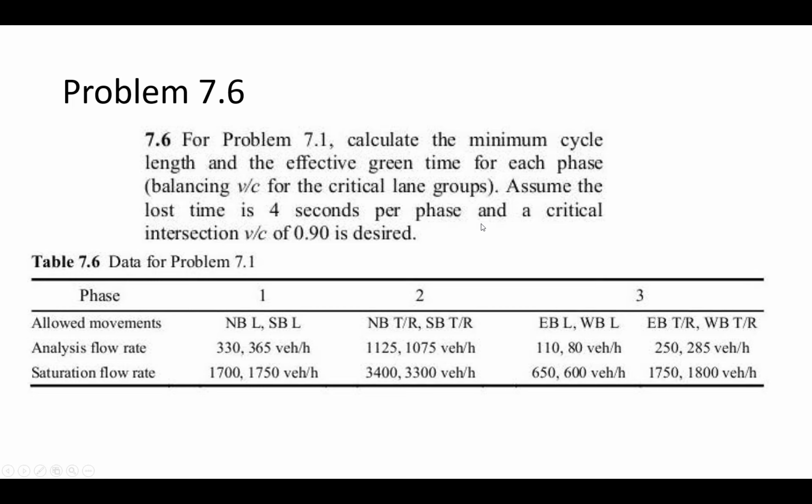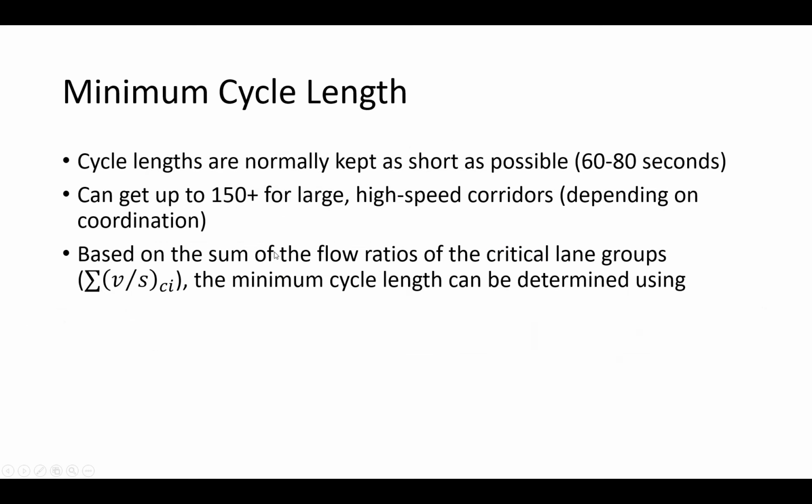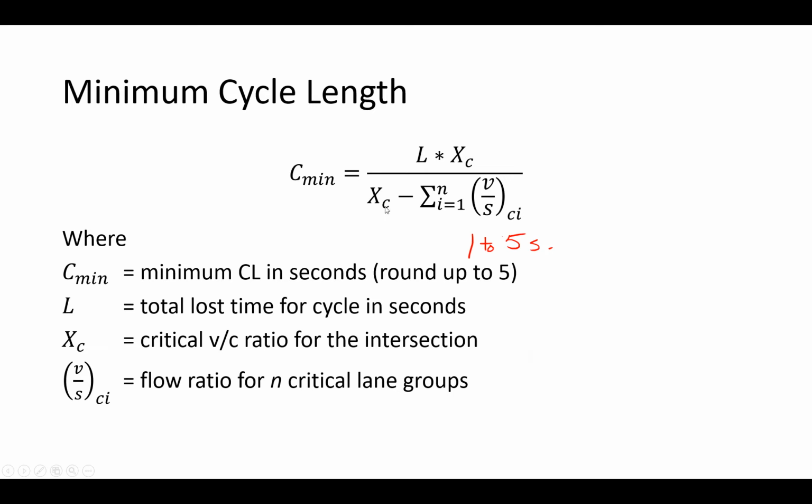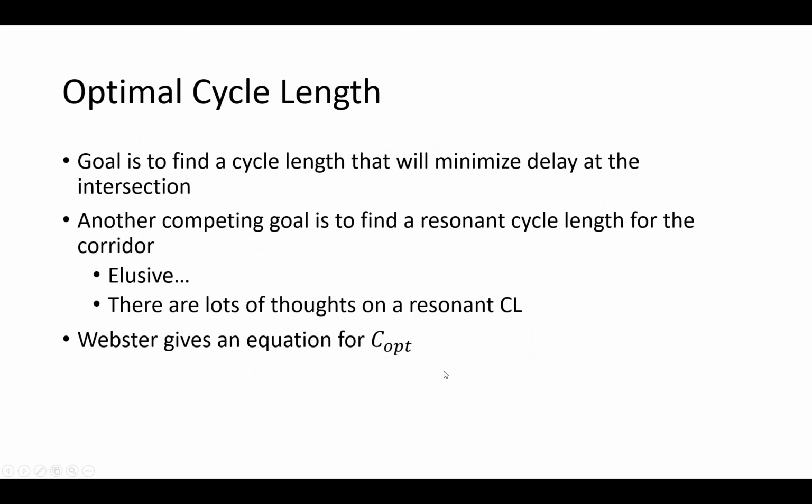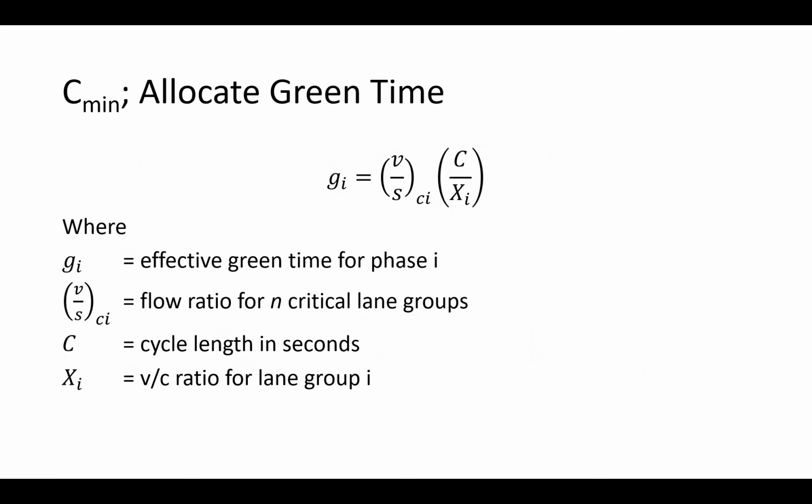And so we went through this problem. We had the same numbers as before, and now they're going to tell you they want an intersection V over C of 0.9. So that would plug in here, this would be that 0.9. We'd be plugging into this. And then we work through these problems. These would be the same critical ones as we had before. So that would be calculating the minimum cycle lengths that you need based on this V over C ratio for that lane group that you've got.